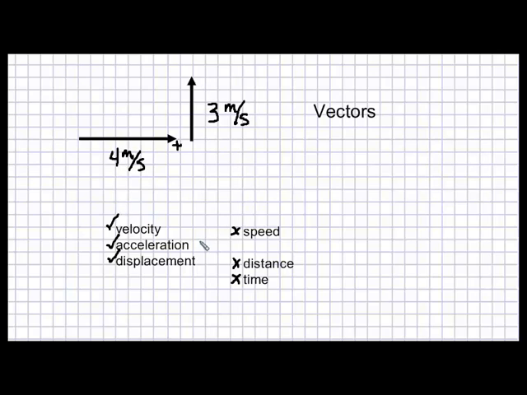So these quantities here are called vector quantities. These have a different name. These are called scalars, S-C-A-L-A-R-S. There are some other quantities that we'll encounter in the future that are vector quantities as well, things like force and momentum. They are also vectors. They have a direction associated with them.